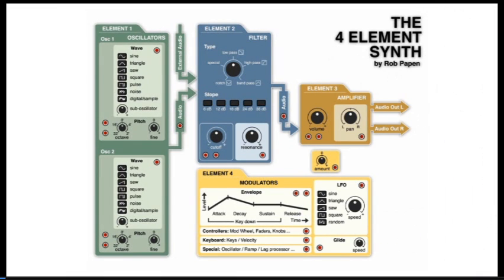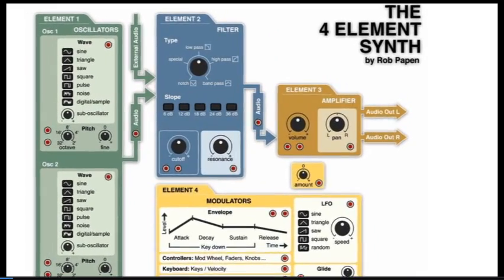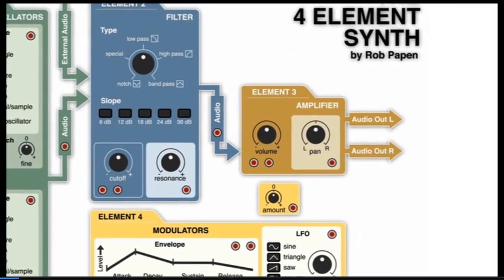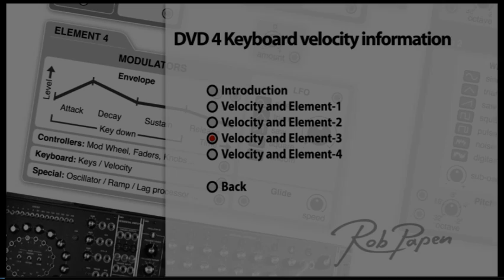Looking at the 4-element synth chart, we can see that volume is one of the 2 parameters of an amplifier. Sometimes the panning parameter does not even exist on certain types of synthesizers. This means that the volume parameter is in fact the only for sure parameter of an amplifier.